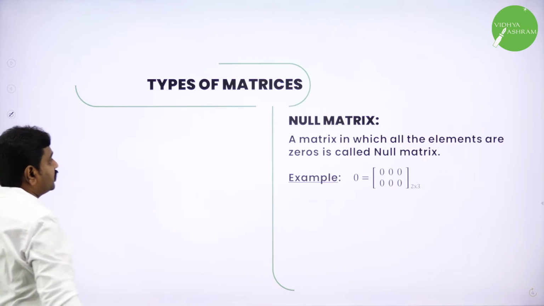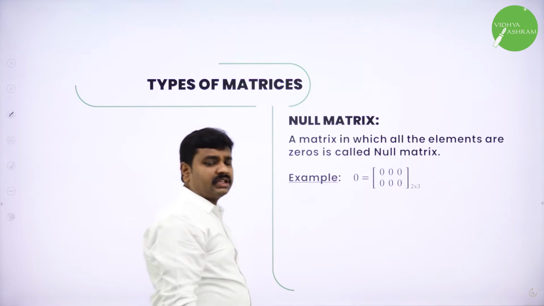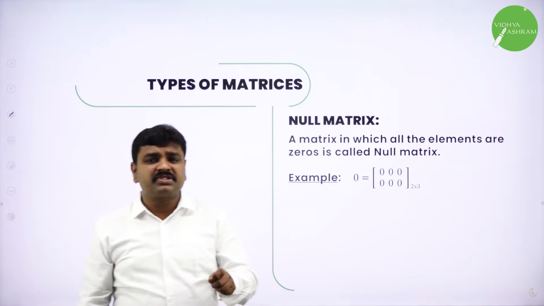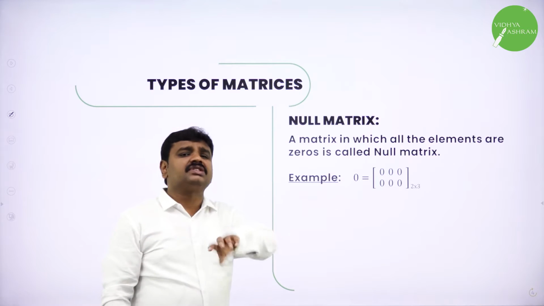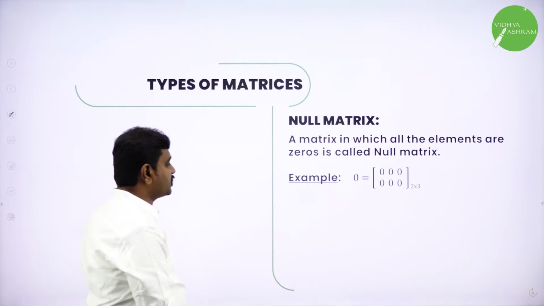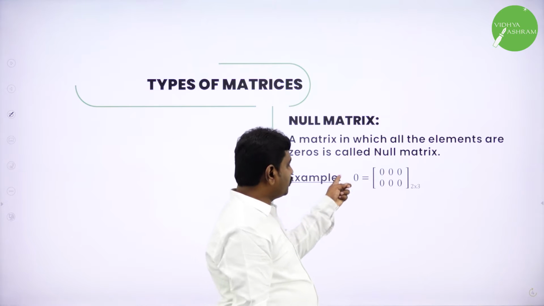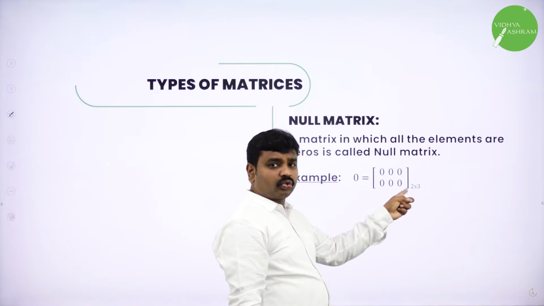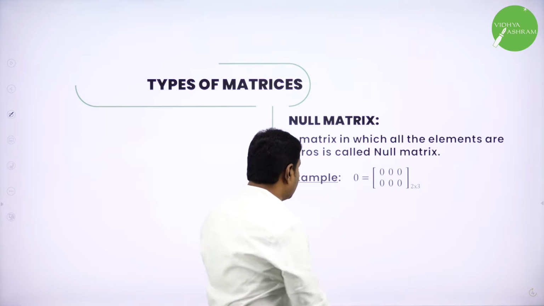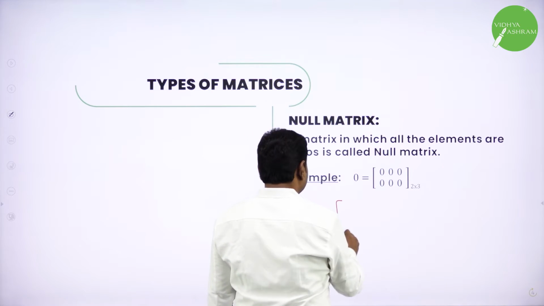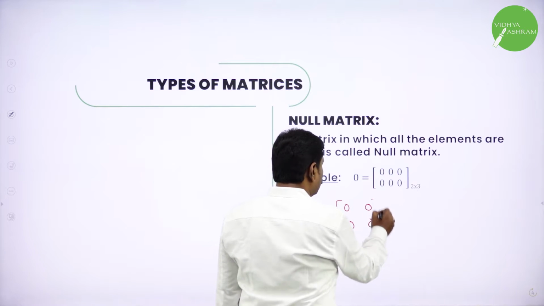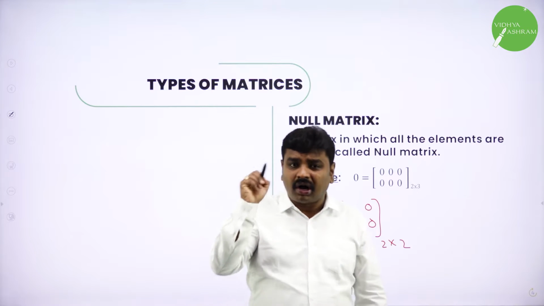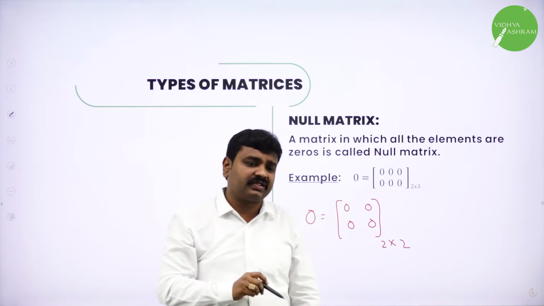Then we have types of matrices. The very first and simple is null matrix. Null matrix means a matrix in which all the elements are zeros. Generally null matrix we represent by O. So 0, 0, 0. This is 2 rows, 3 columns. 2 cross 3 null matrix. And I write 2 cross 2: O is equal to 0, 0, 0, 0. This is a 2 cross 2 null matrix because every element is 0.